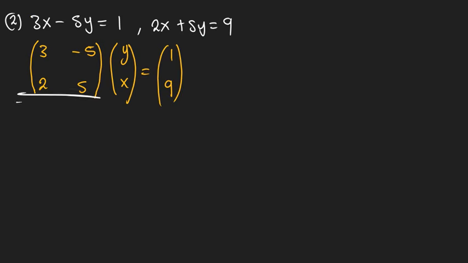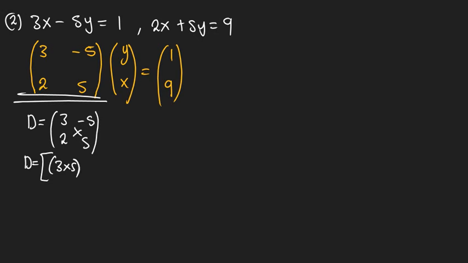So we get the determinant. So our determinant is equal to, so I have a 3, a 2 there, negative 5, and a 5. You cross multiply, so we're going to get d is equal to 3 multiplied by 5 minus 2 multiplied by negative 5. So your determinant is going to be 15 plus 10, your determinant is 25.